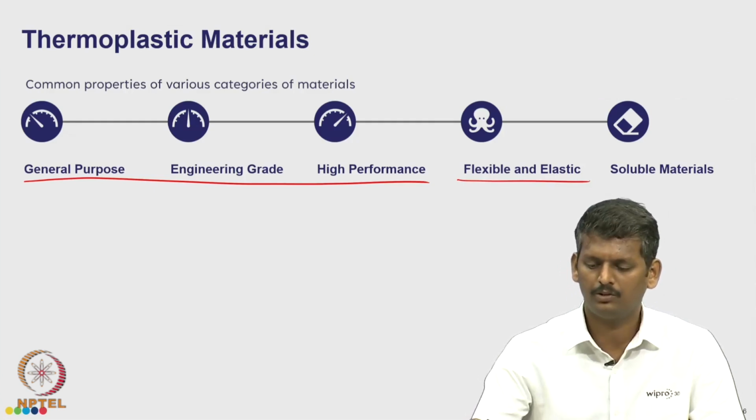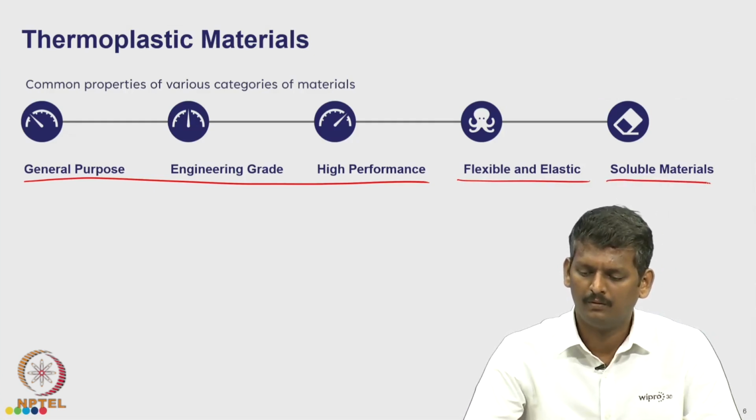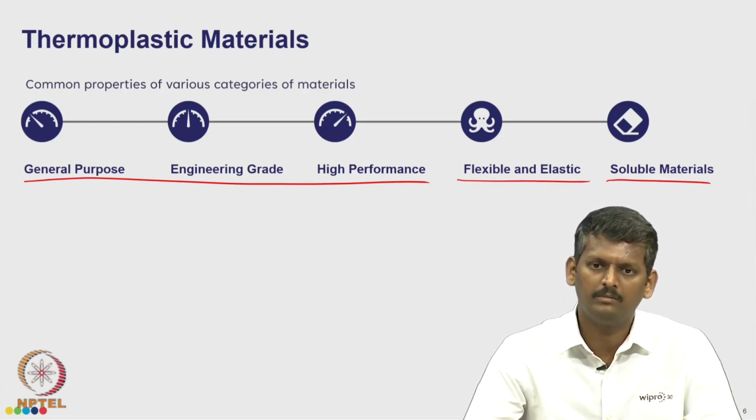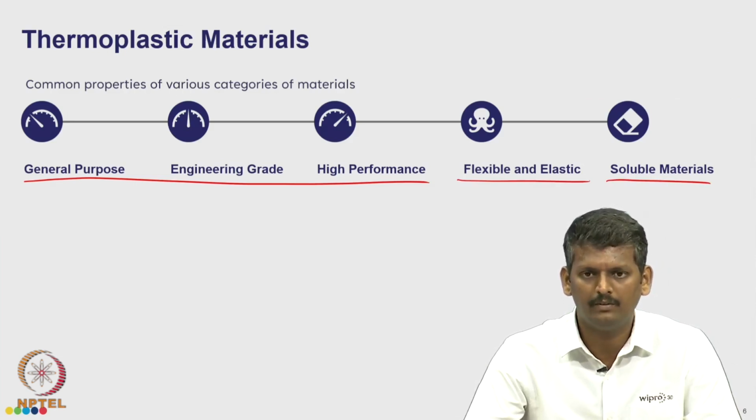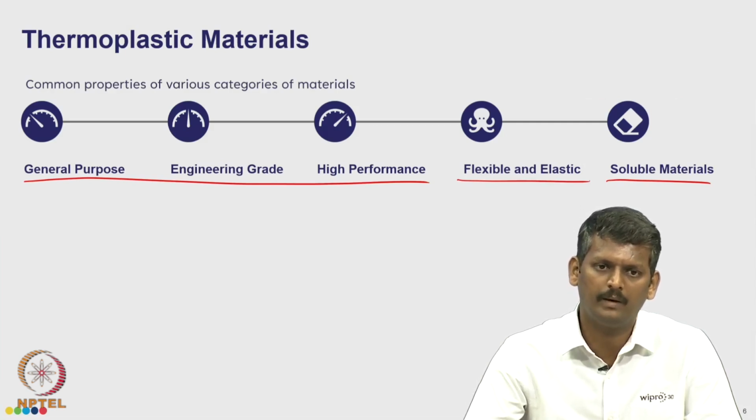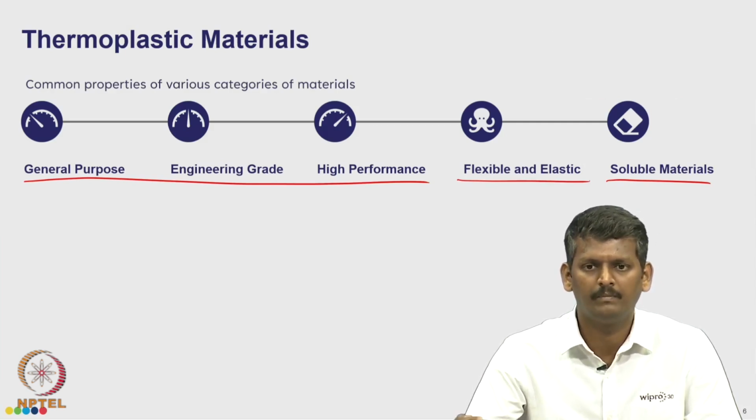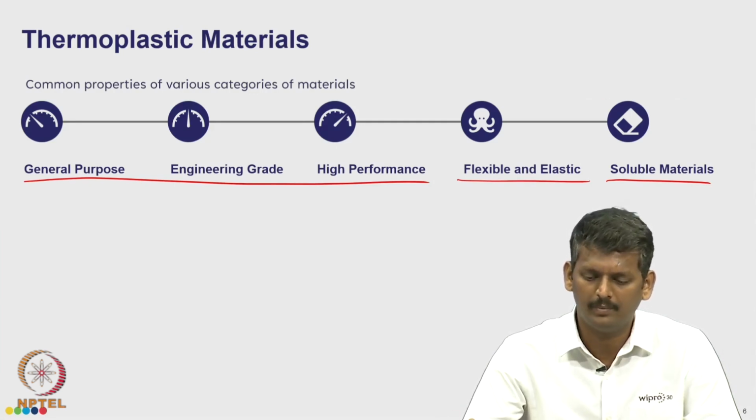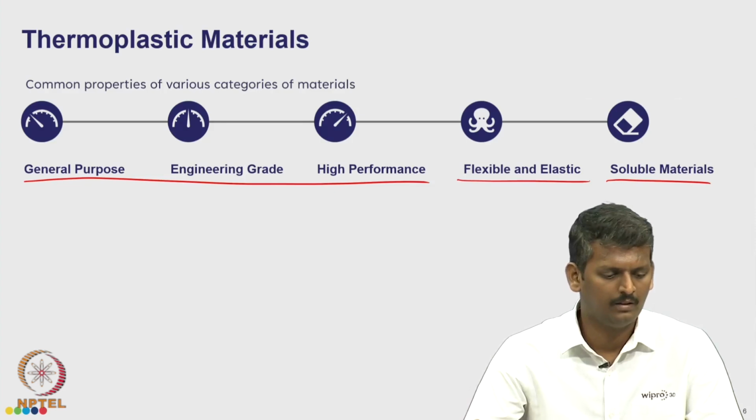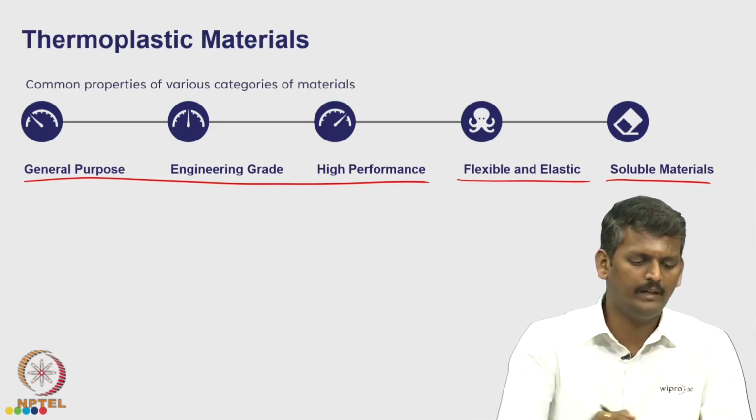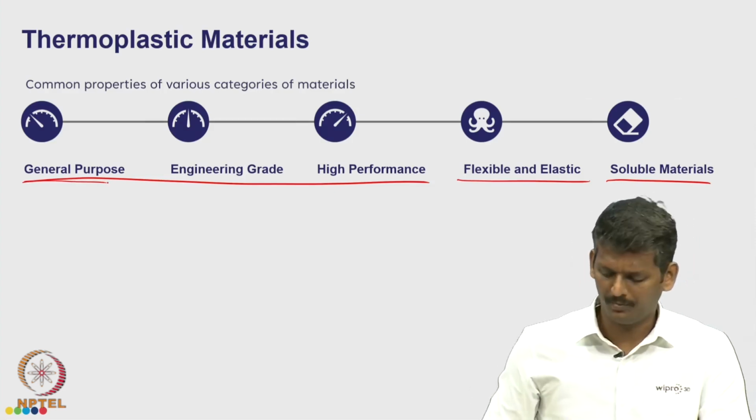And in the case of soluble material, for the purpose of FFF technology, we create some support structures. That support structure need not use the model material itself. It can be a soluble material, so that once the part is printed, it can be removed by dissolving the material in water or any other particular solution. Now let us move in detail with the general purpose material.